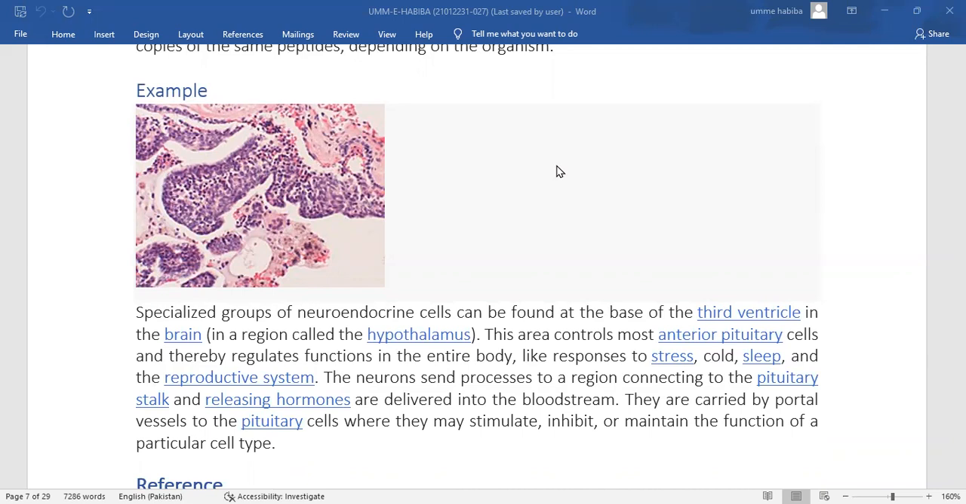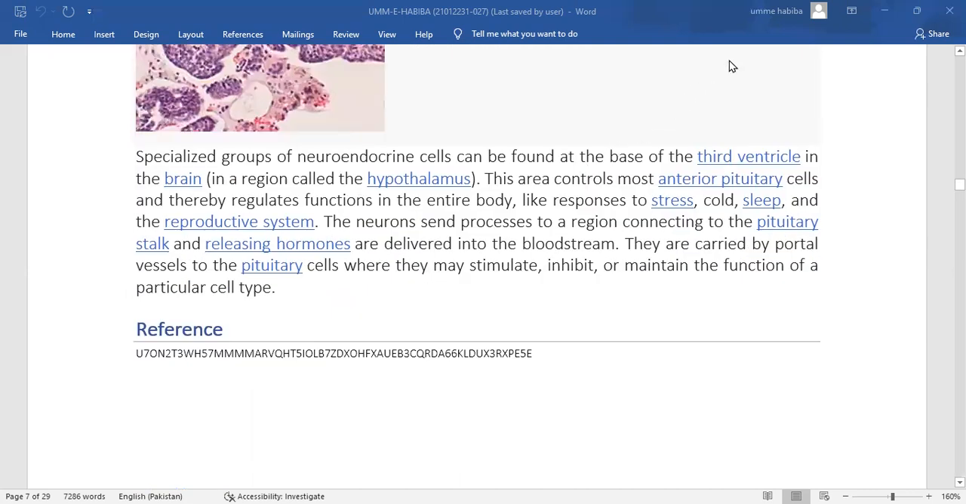The neurons send processes to a region connecting to the pituitary stalk, and the releasing hormones are delivered into the bloodstream. They are carried by the portal vessels to the pituitary cells, where they may stimulate, inhibit, or maintain the function of a particular cell type. That's all for the neuroendocrine cell biology.